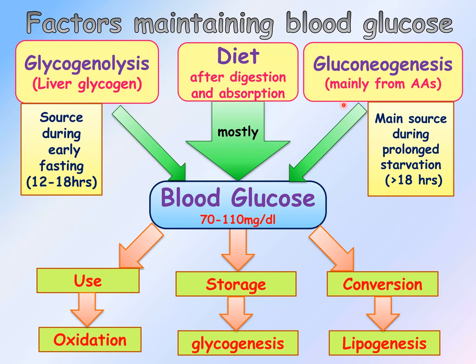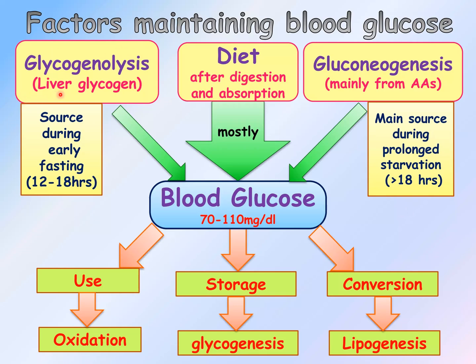These are all the factors that affect blood glucose levels. So first thing is diet. After digestion and absorption, it mostly enters into blood, which normally maintains 70 to 110 milligram per dl. Gluconeogenesis, mainly from amino acids. So gluconeogenesis, you'll be knowing, is formation of new glucose in the liver, from alanine or pyruvate it forms glucose. So it is the main source during prolonged starvation, greater than 18 hours.